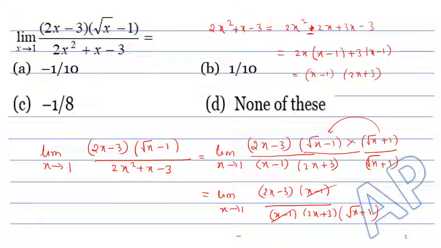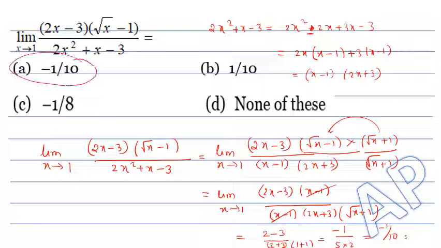Now you can apply the limit, so that I have (2 minus 3) divided by (2 plus 3) into square root of 1 plus 1, that is 2 here. So in the numerator I have minus 1, and in the denominator I have 5 into 2, which is minus 1 by 10. So this is the alternate method for this L'Hopital's rule. So the answer is minus 1 by 10.